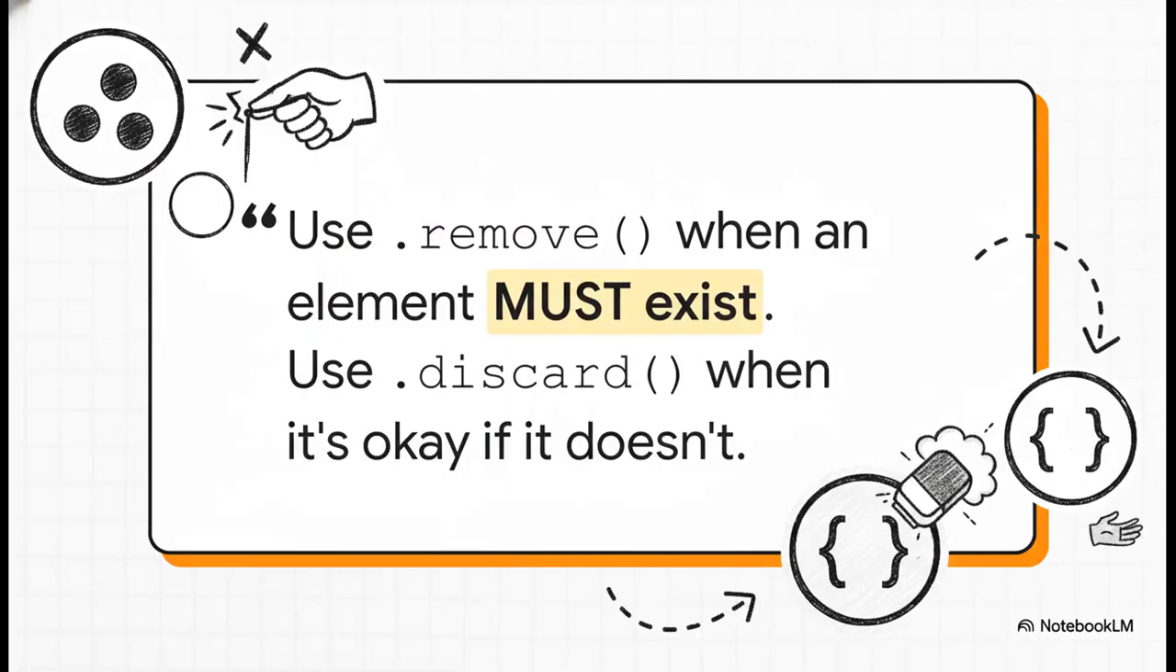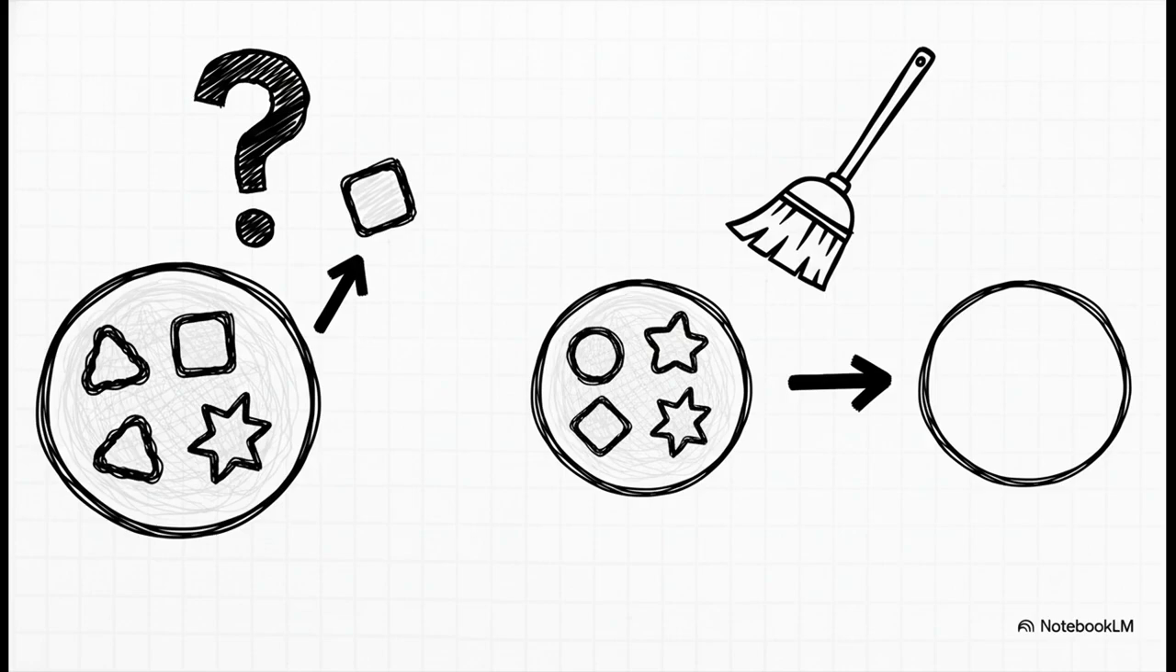Huge difference. So here's the golden rule, the one thing you need to remember. Use .remove when you are absolutely sure that element must exist. Its absence is a problem, an error you need to know about. And use .discard when it's more of a nice to have. You just want to make sure it's gone, and you honestly don't care if it was ever there to begin with. Okay, we're almost done.